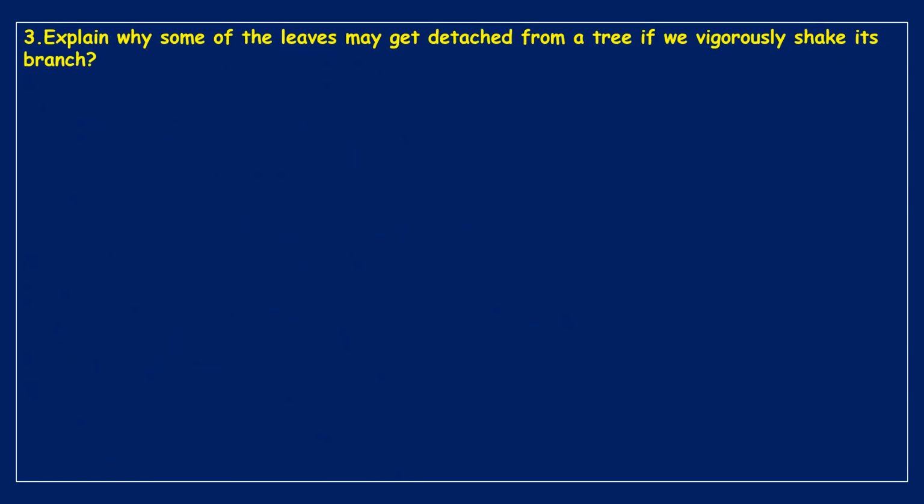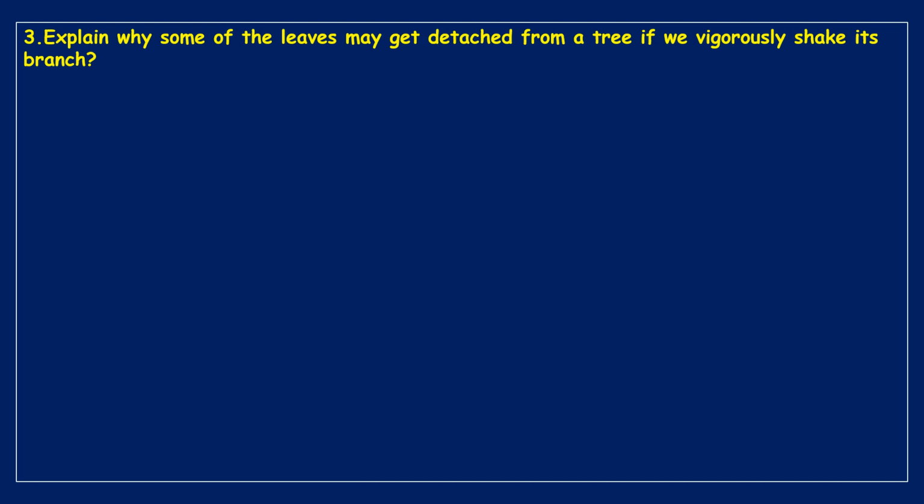Explain why some of the leaves may get detached from a tree if we vigorously shake its branch. Here the question is, if you vigorously shake the branch of any tree, some of the leaves may get detached. That means they may fall down on the ground.